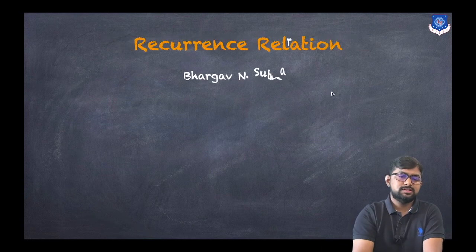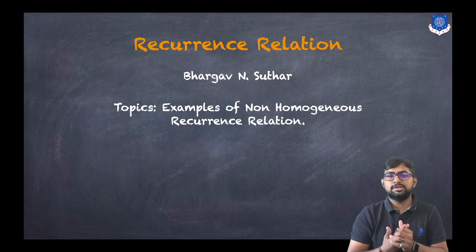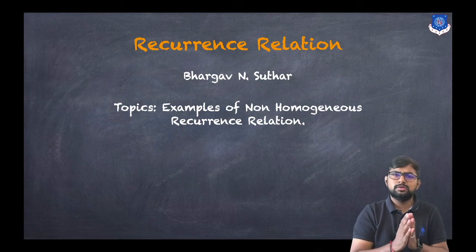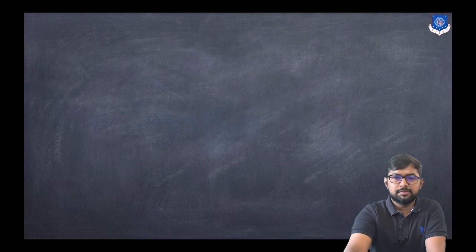Now in today's session we will discuss examples of non-homogeneous recurrence relations. In the previous session we discussed two or three types of the right hand side. Now we will discuss the rest of them.